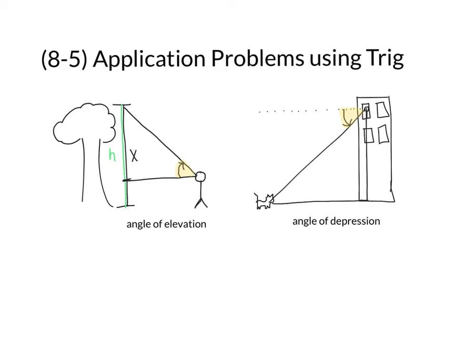Today we're going to talk about the application problems that we can solve using trigonometry. We're using some new vocabulary, the angle of elevation and the angle of depression. The angle of elevation is when you're looking up at something, versus the angle of depression, which is when we are looking down at something from the horizontal. So up from the horizontal is the angle of elevation, down from the horizontal is the angle of depression.